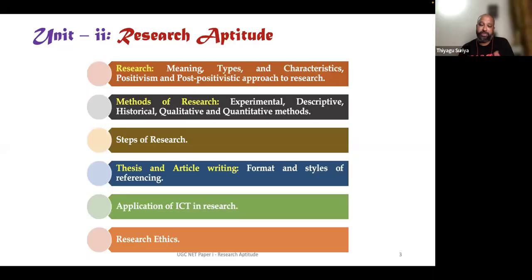Even so, for all the people preparing for the research aptitude for paper one, the same thing may be coming in paper two also. Therefore, you can concentrate.